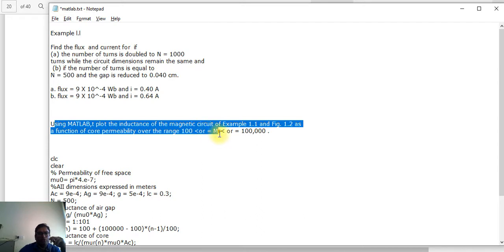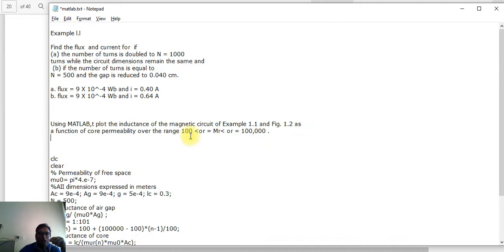the inductance of the magnetic circuit of this example and figure 1.2 as a function of core permeability over a range 100 less than or equal to mu less than or equal to 100,000. For the MATLAB, check figure 1.2.